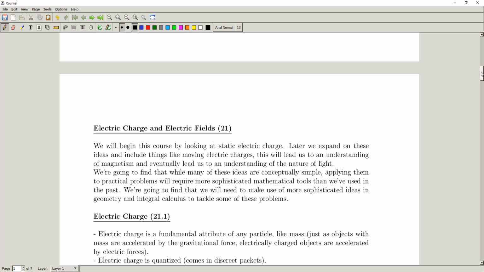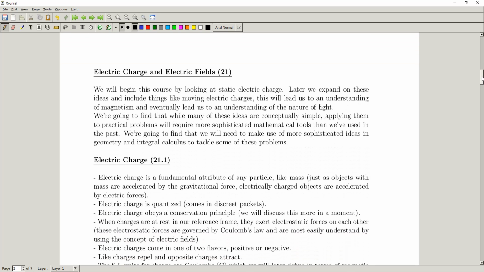Okay, so we took a look back at a previous chapter just to get the idea of these four fundamental forces. Now let's focus in on what's going to become the focal point of the course here, electricity and magnetism. For this first chapter, chapter 21 in the text, we're going to be looking at electric charge and electric fields. So we start off by just looking at static electric charge in this course.